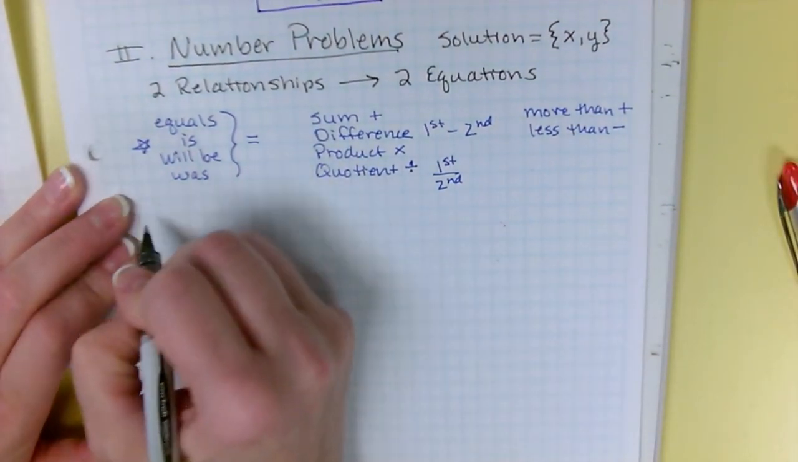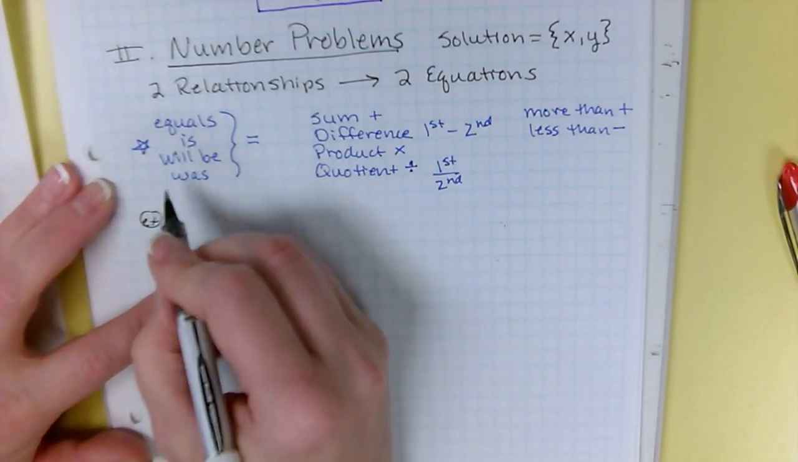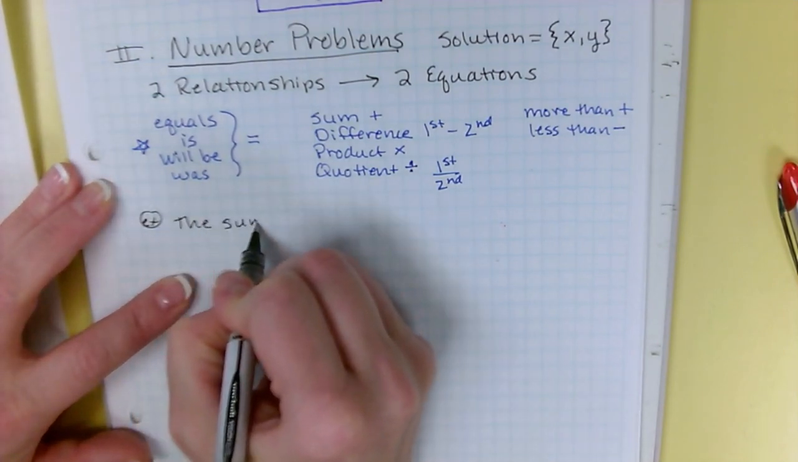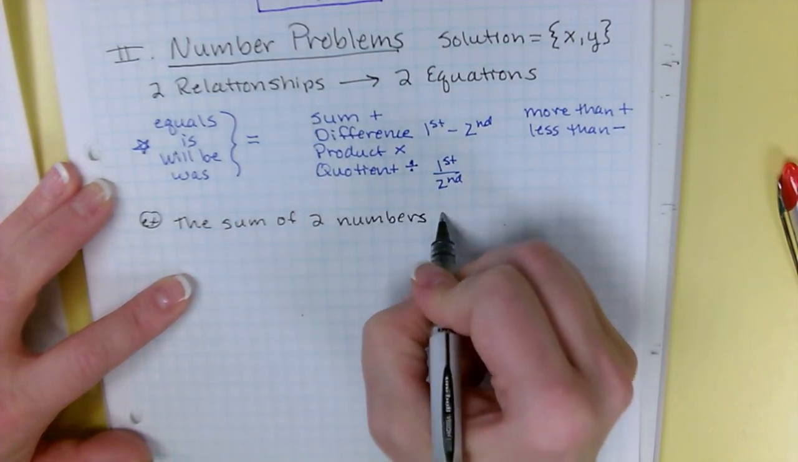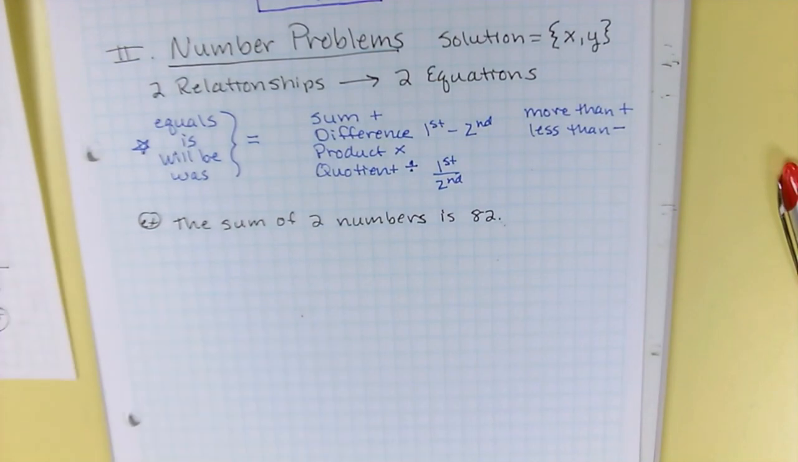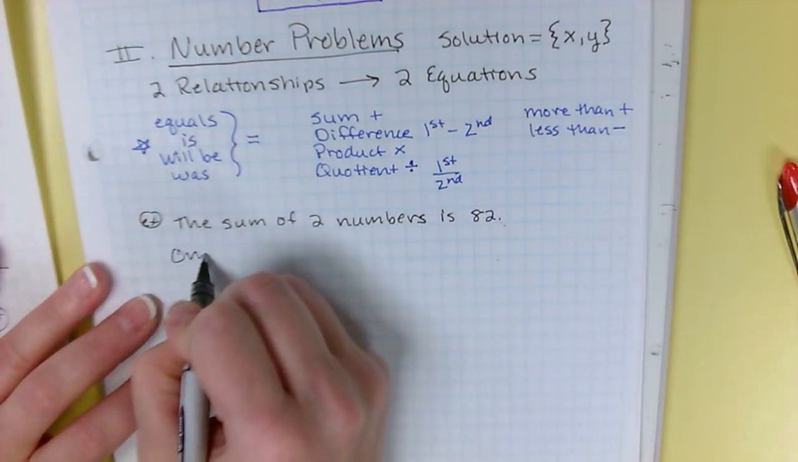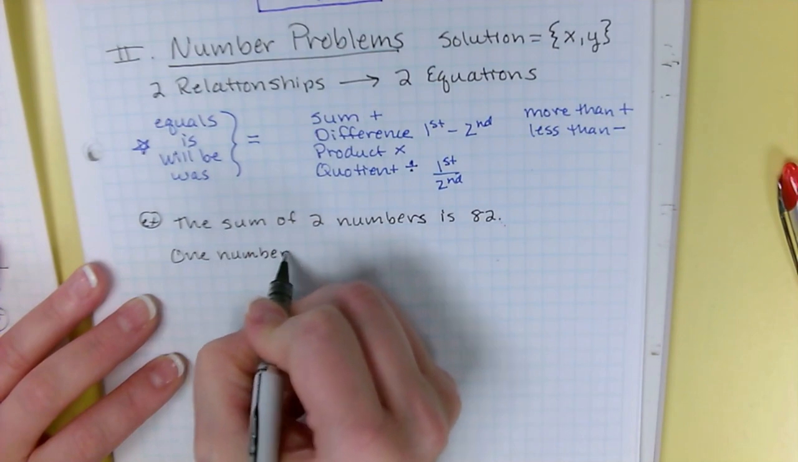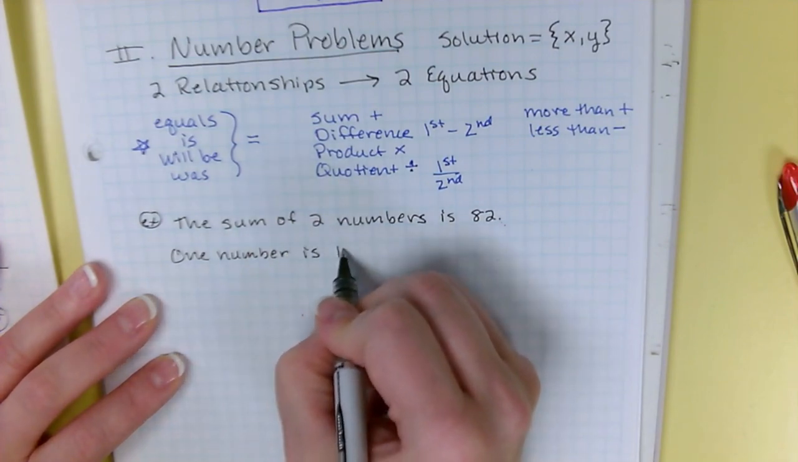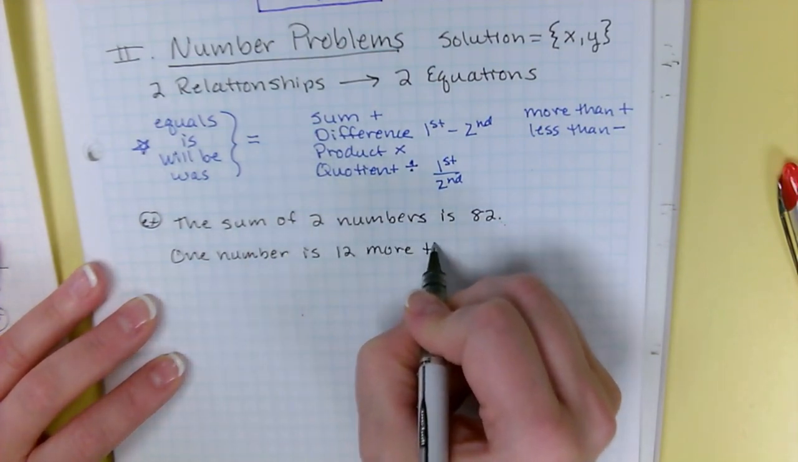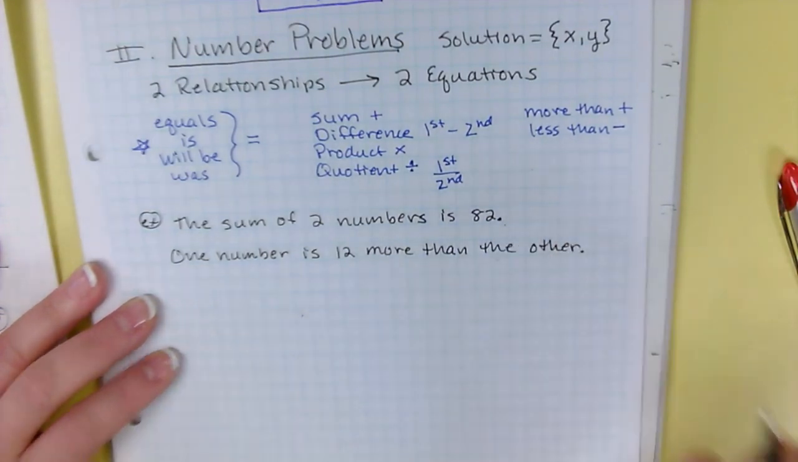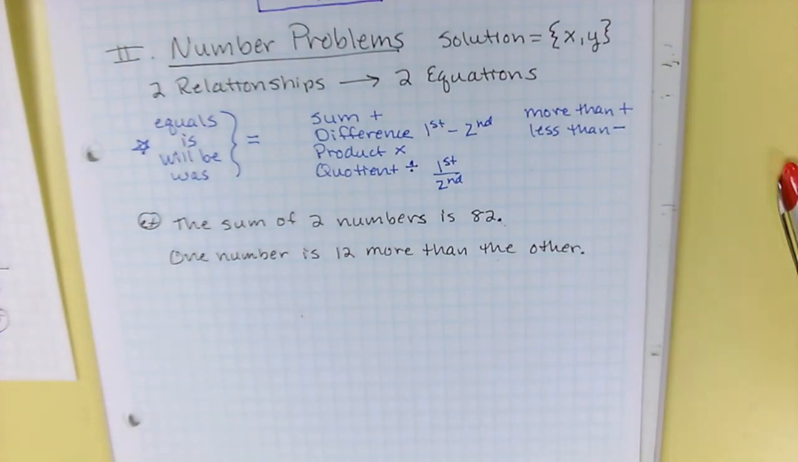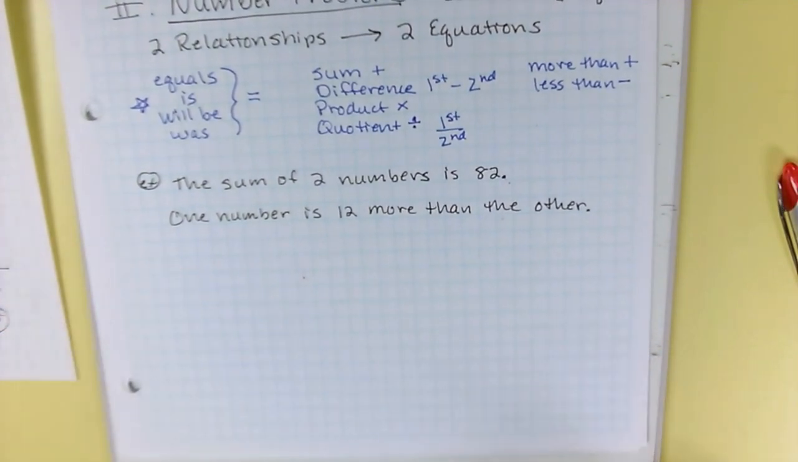Okay, let's do an example. The sum of two numbers is 82. One number is 12 more than the other. And for this first day, your problems are going to have like one sentence per equation. They're pretty good about that. Later, they'll mix it up. But in the beginning, it's just one sentence per equation.